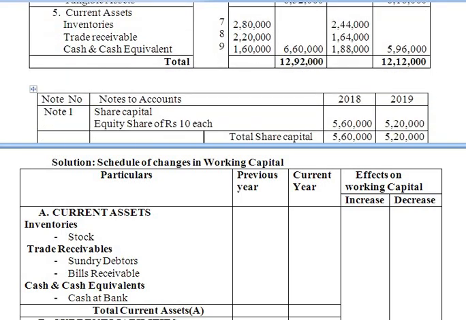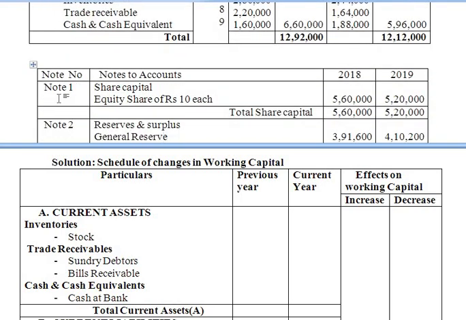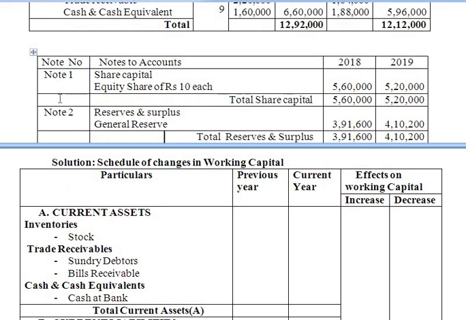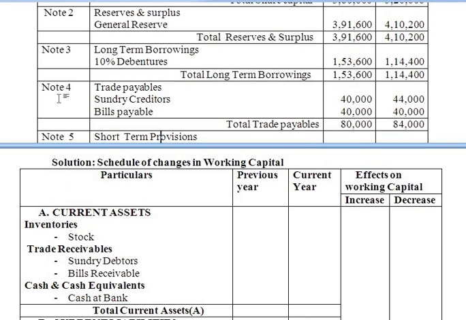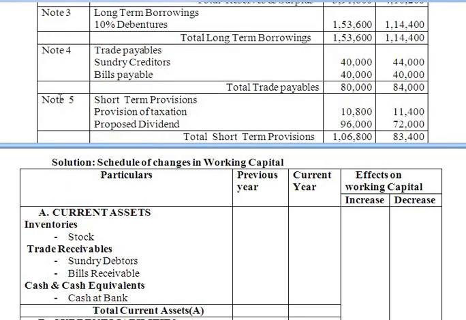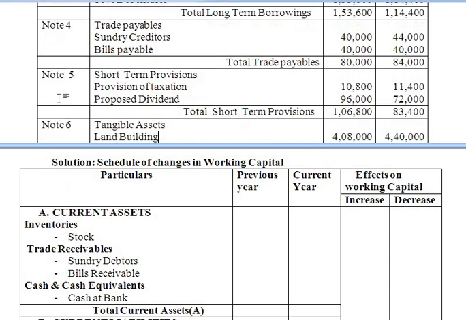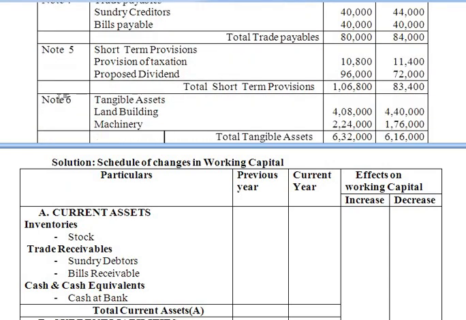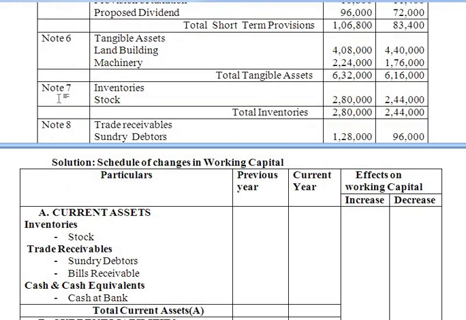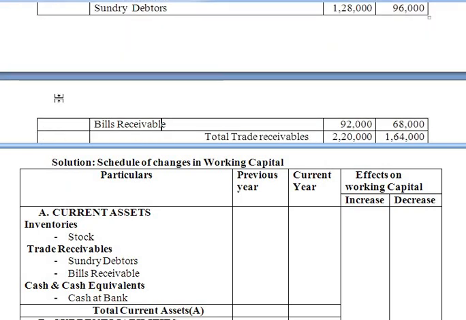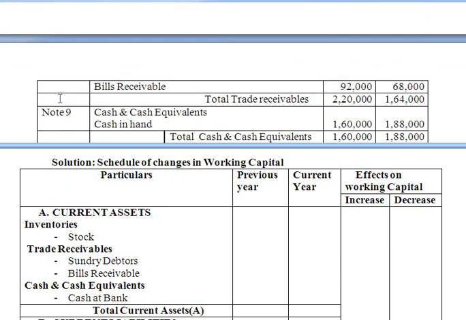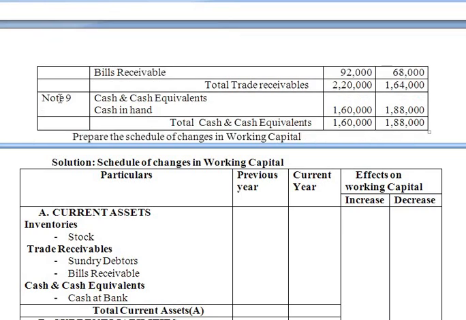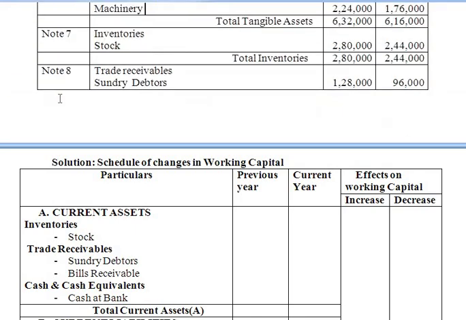These are the notes to accounts. Note 1 is share capital, note 2 is reserves and surplus, note 3 long term borrowings, note 4 trade payables, note 5 short term provisions. Note 6 tangible assets, note 7 inventories, note 8 is trade receivables, in that sundry debtors and bills receivable, note 9 is cash and cash equivalents. So this is the problem given.